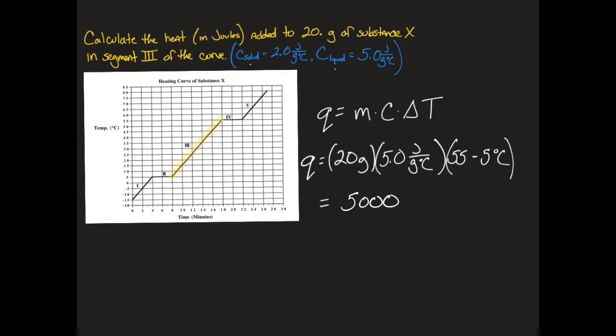5,000. We're going to report this to 2 significant figures. I think would be the best option, and to make that really easy for us, we'll put it in scientific notation. 5.0 times 10 to the third joules of heat added to that substance.